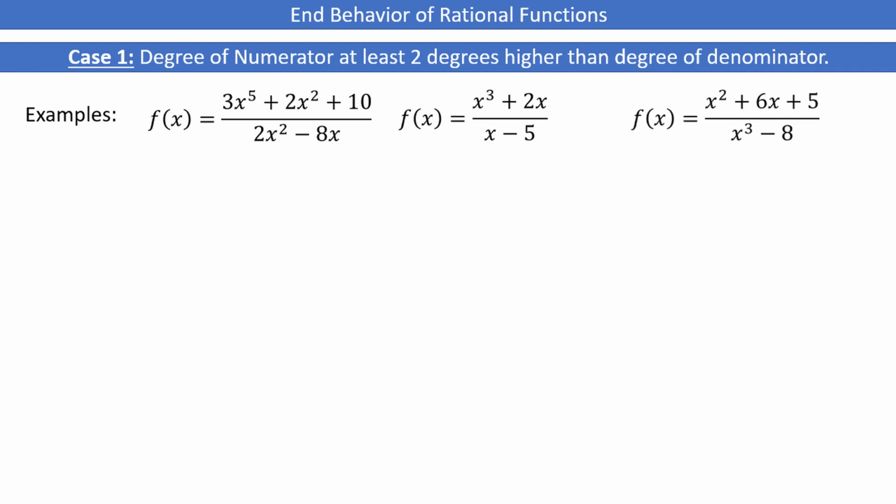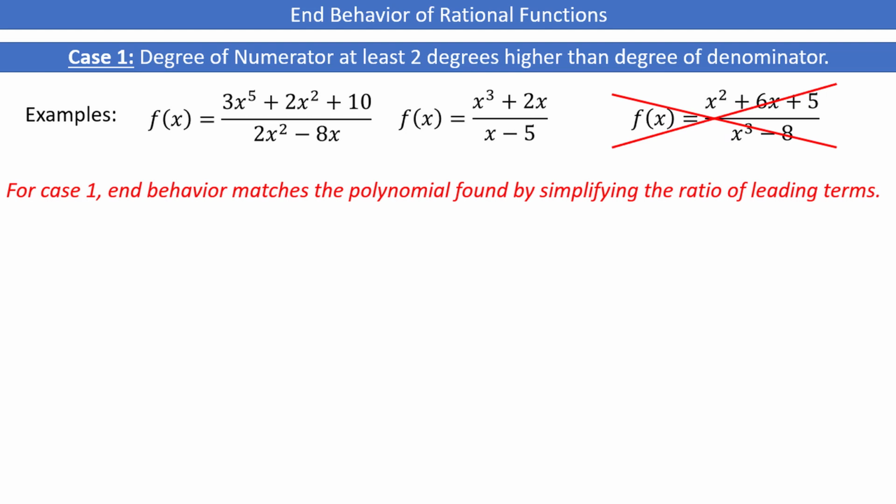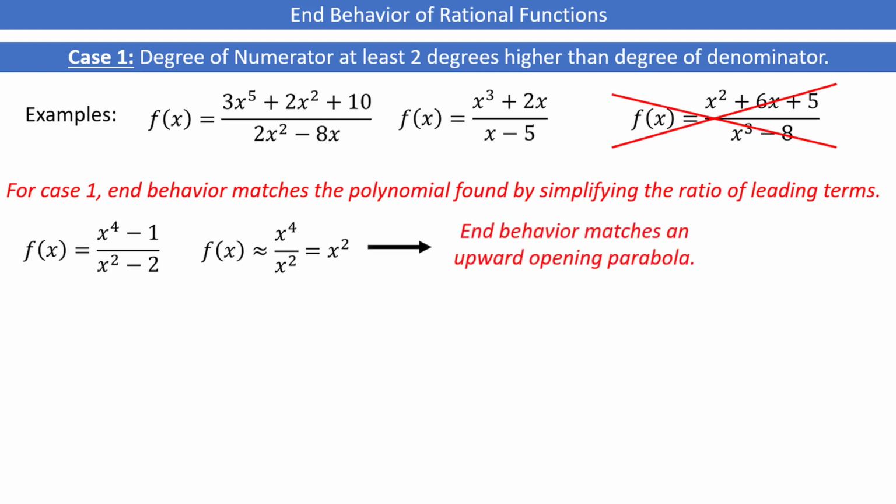This polynomial has a degree of 2 on the numerator and a degree of 3 on the denominator, and therefore does not fit case 1. If you have case 1, then the end behavior will match the polynomial found by simplifying the ratio of leading terms. For example, consider x to the 4th power minus 1 divided by x squared minus 2. Only considering the leading terms, we have x to the 4th power divided by x squared, which simplifies to x squared. The end behavior of x squared is that of a parabola approaching positive infinity as x increases or decreases.